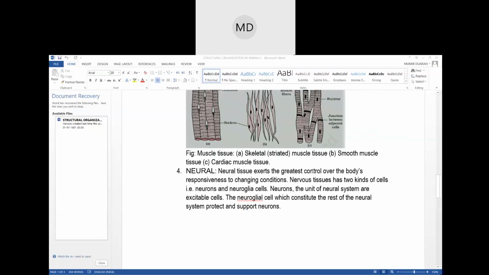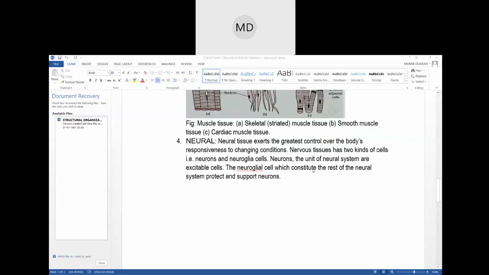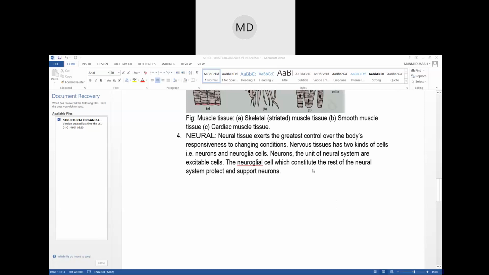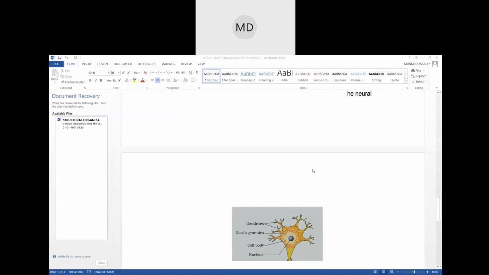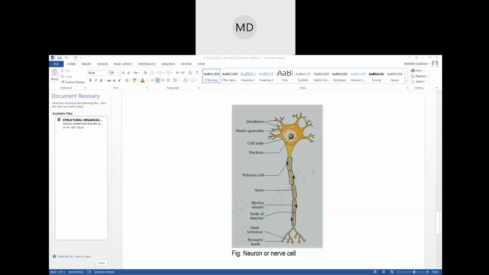Okay, next is neural tissue. Neural tissue is very easy. For you guys, I didn't teach this one. For some other class, there is this chapter and another chapter completely on the nervous system. Nervous system means all the nerve cells or neurons. Have you seen neurons? This is the structure of a neuron. Have you seen this diagram earlier? Yes, obviously you have seen it in your school.